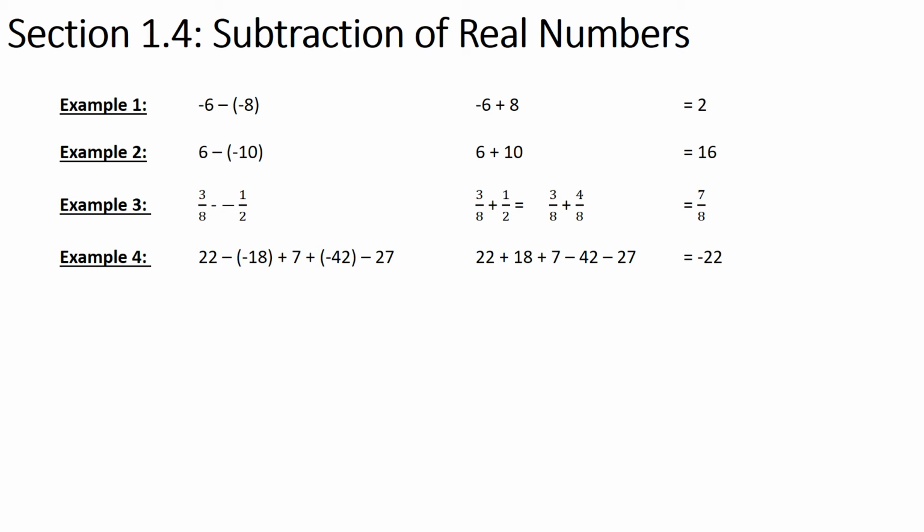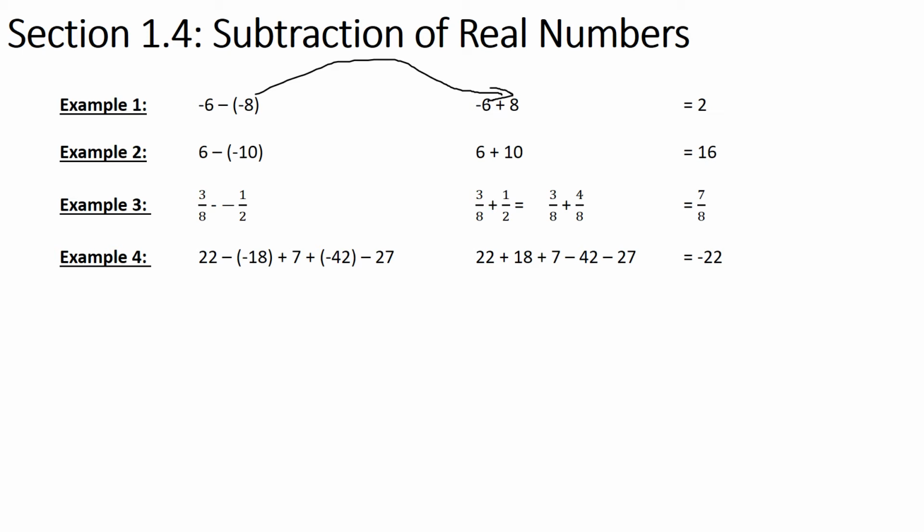Subtraction of real numbers. Subtraction is basically the same as addition, but we're using negative numbers. Let's go through some of these. Negative 6 minus negative 8. When I subtract a negative, that's the same as adding a positive. So negative 6 minus negative 8 is the same as negative 6 plus 8 right here. Negative 6 plus 8 is 2.